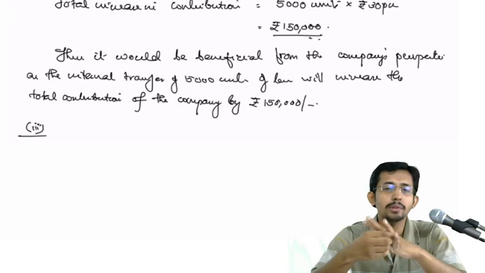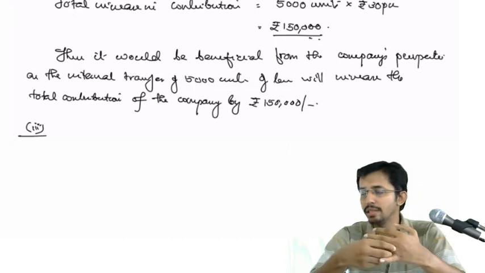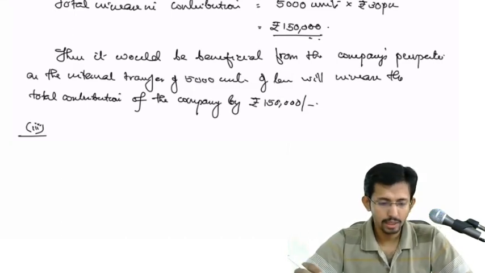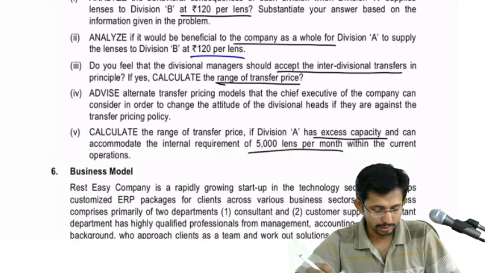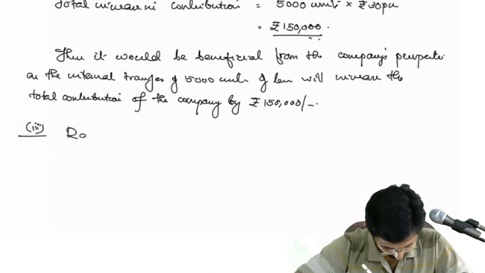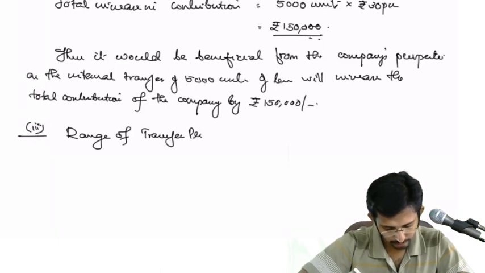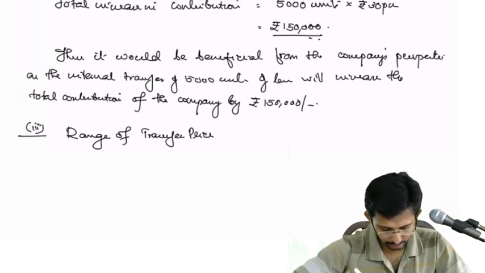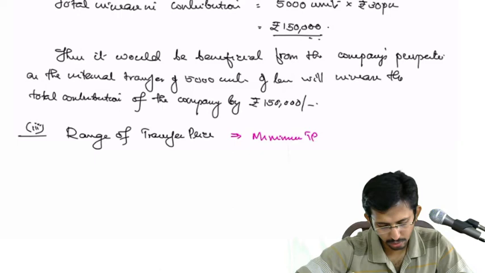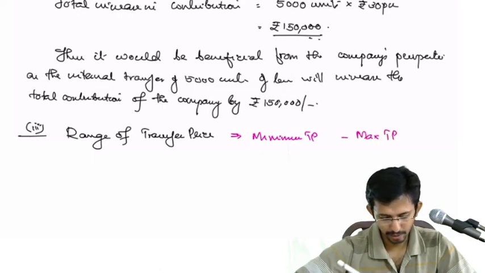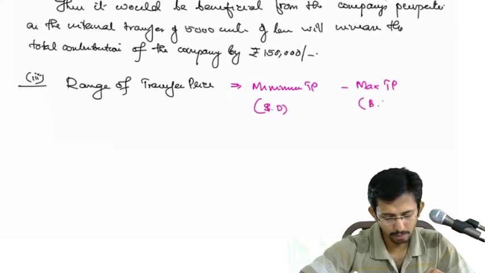The objective or the interest of the organization as a whole has to be given priority over the interest of the respective divisions. Okay, now third, you have to compute the range of TP, range of transfer price. How do you compute this range of transfer price? Range of transfer price will be minimum TP to maximum TP. Minimum TP from the perspective of the selling division, and maximum from the perspective of the buying division.